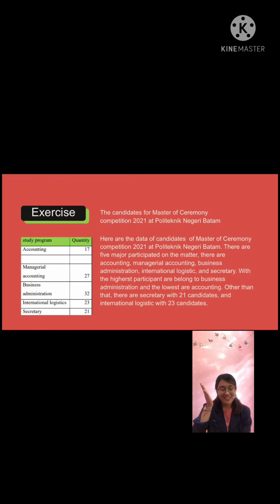Now, in this first exercise about tabular data, you can see the candidates for Master of Ceremony Competition 2021 at Polytechnic Negeri Batam. There are 5 major participants on the matter. They are accounting, managerial accounting, business administration, international logistics, and secretary. The highest participants belong to business administration and the lowest are accounting. Other than that, there are secretary with 21 candidates and international logistics with 23 candidates.